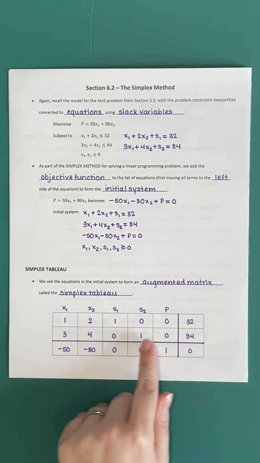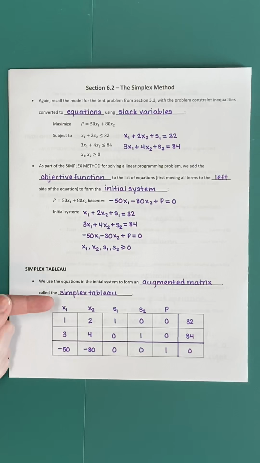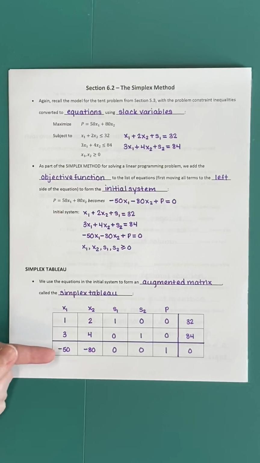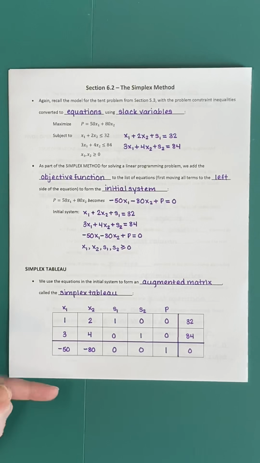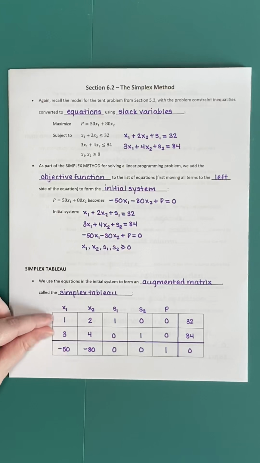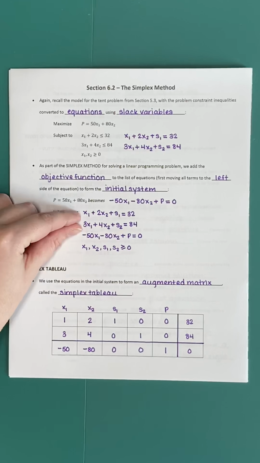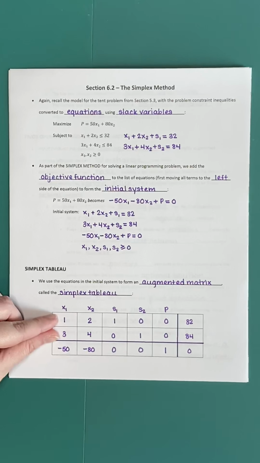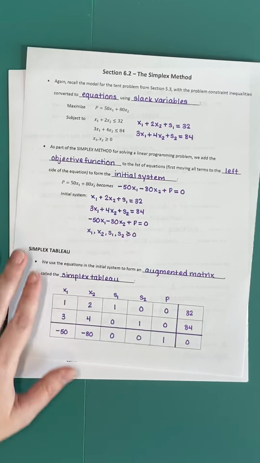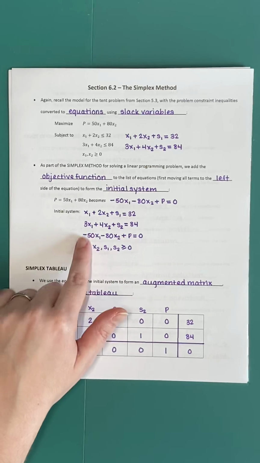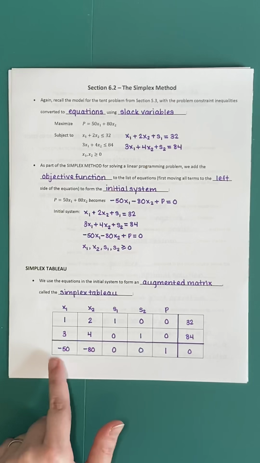I also want to draw a horizontal line between the top 2 lines and the bottom line. This is to remind us of what is representative of what. So the top 2 lines, remember, those came from that system. Those are representative of problem constraints. The bottom row came from the objective function. So that is going to have to stay right there.